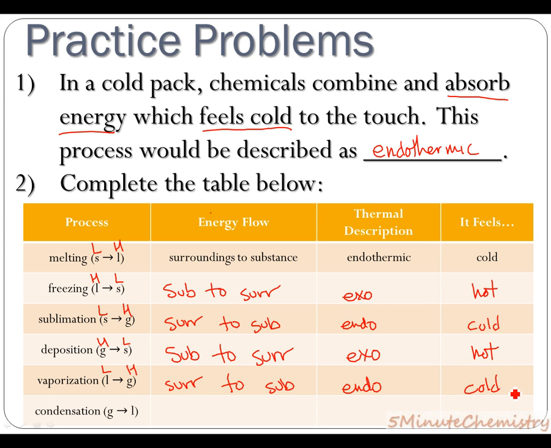Okay. Now please don't be confused, vaporization, boiling, right? Since we're already starting at a very high temperature, relative to your hand, it's not going to feel cold, but it will pull away energy in this process.